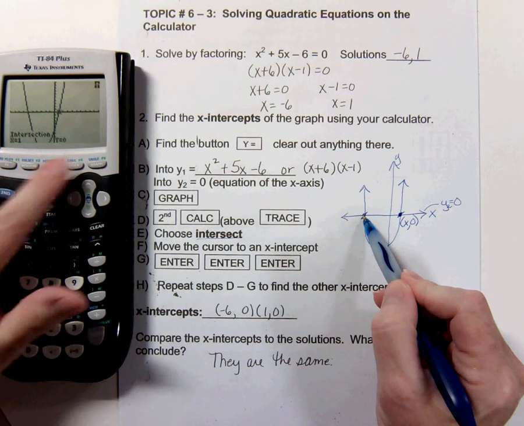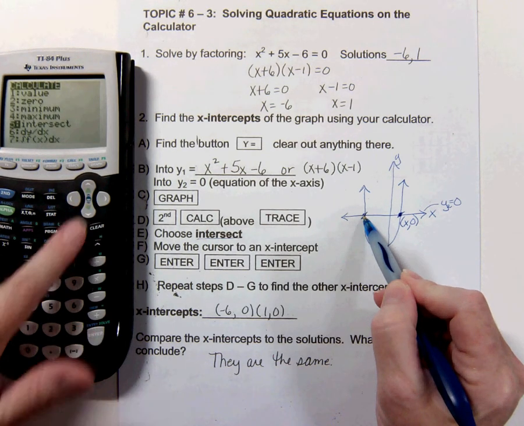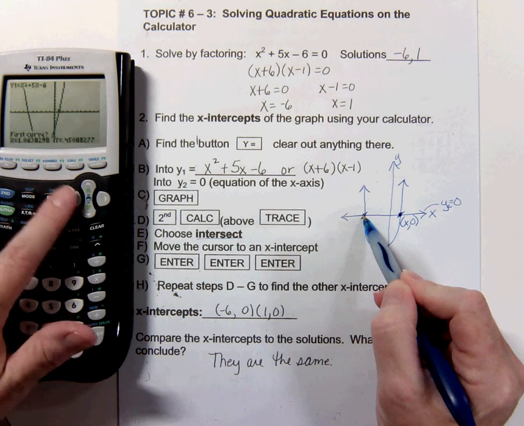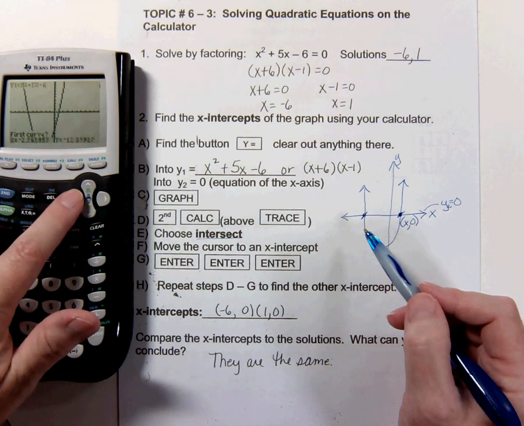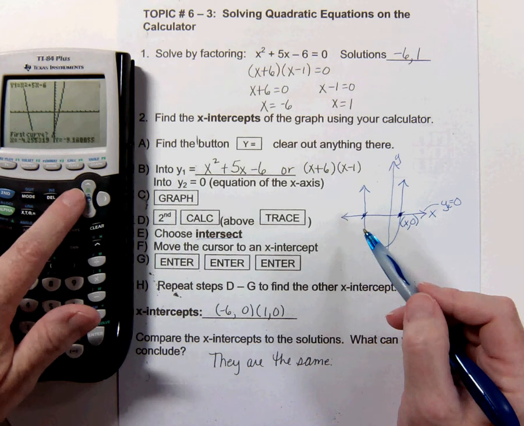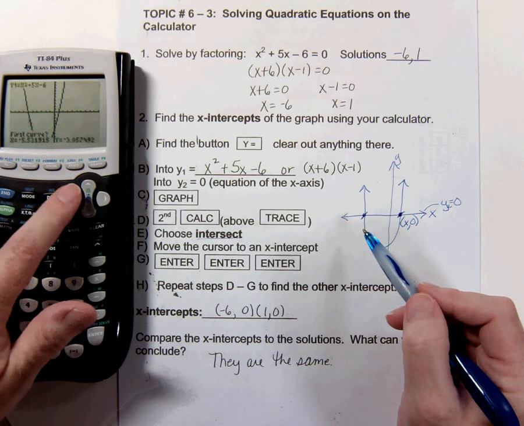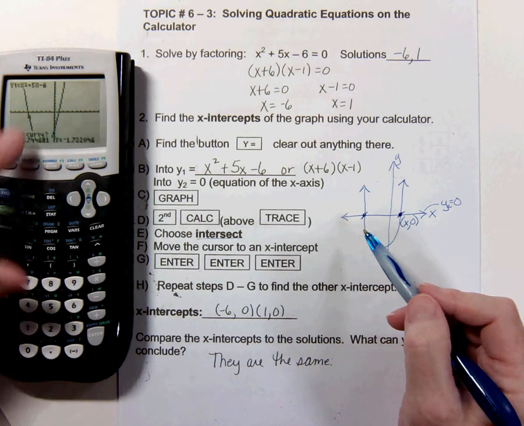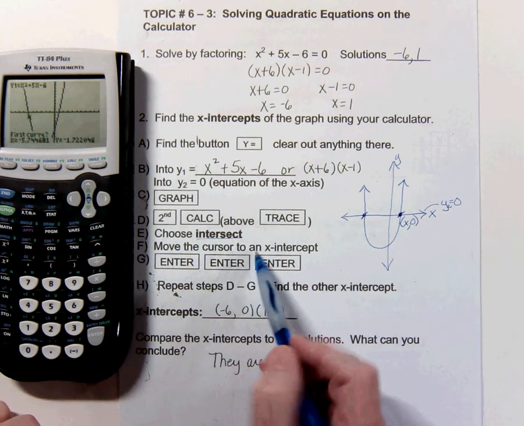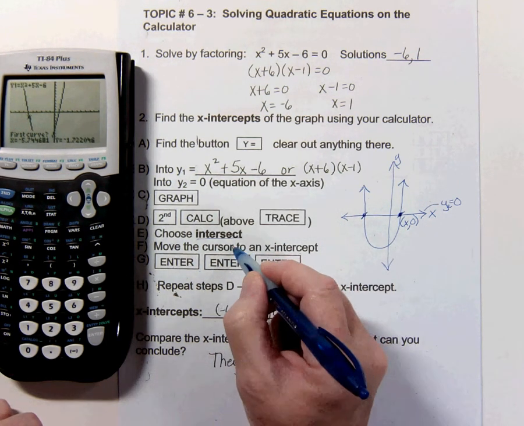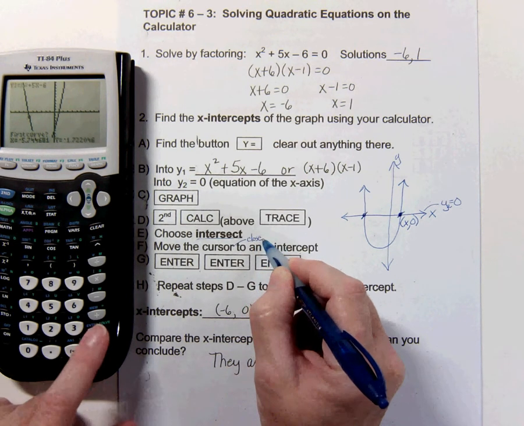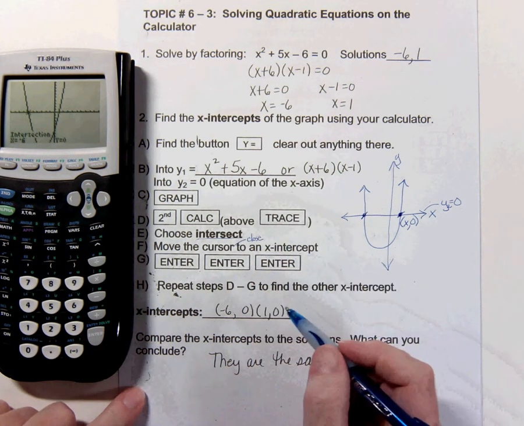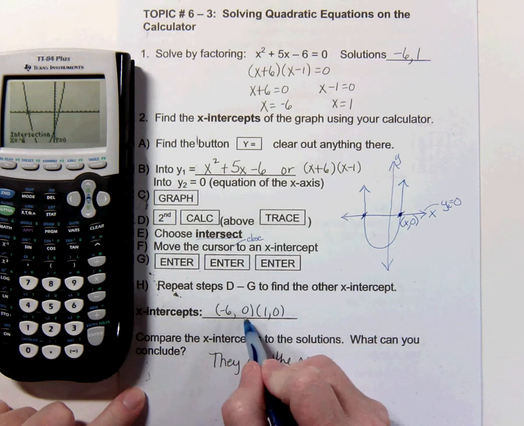So now we're looking for this one. When you hit second calc again, choose intersect. You want to move the cursor. It's going around and around. It'll come back up. And you want to get it close. As long as the cursor is close to the x-axis, and you hit enter 3 times, it will give you the intersection.